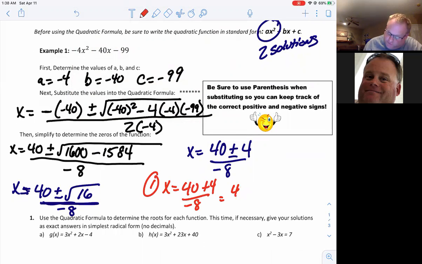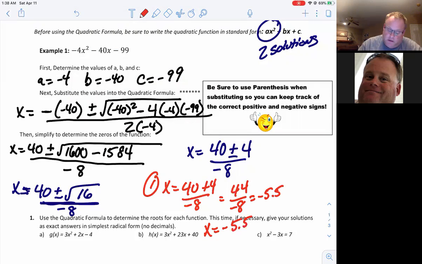40 plus 4 is 44 divided by negative 8. So 44 divided by negative 8 is going to be negative 5.5, and I'm going to use a decimal for that. Okay? So I know that one of my solutions is x equals negative 5.5. And that's one of them.